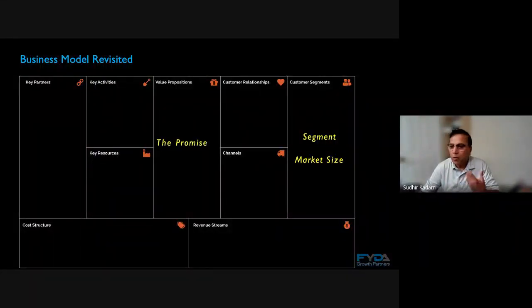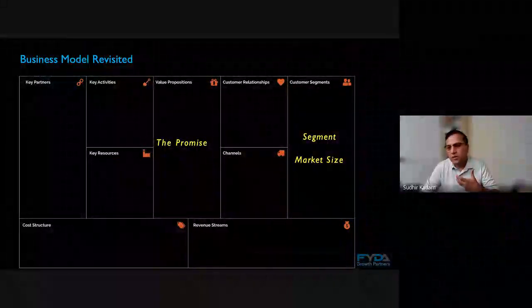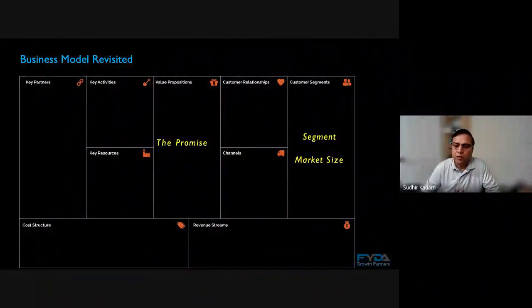We spoke about how you create your value proposition statement, and we asked you to create your elevator pitches, and we also asked you to create your taglines. So that's your value proposition.